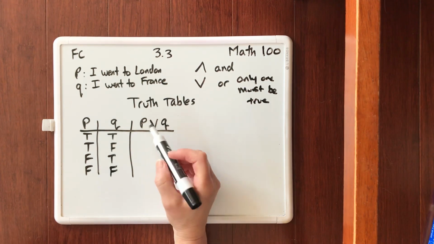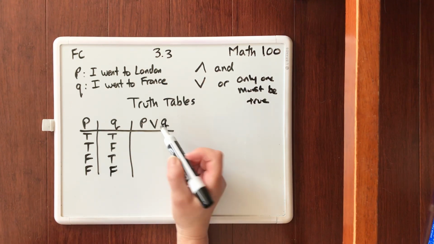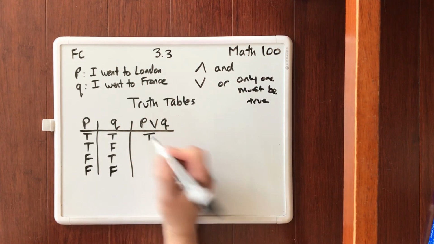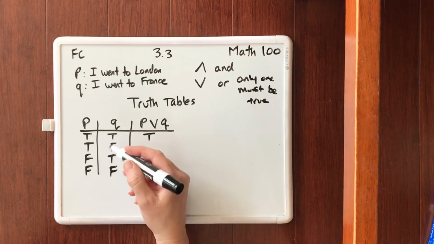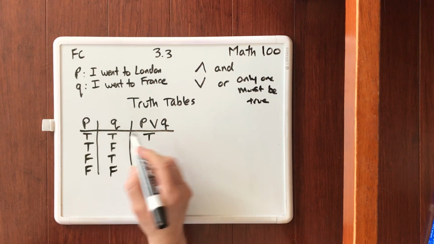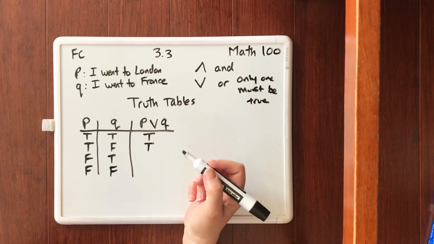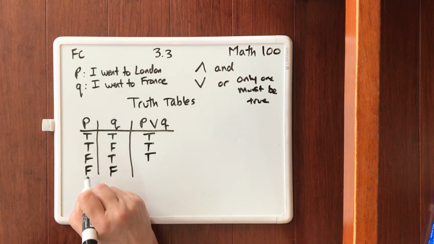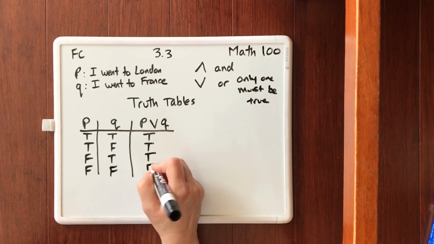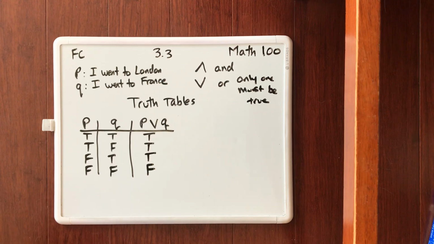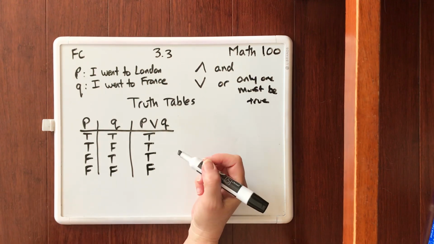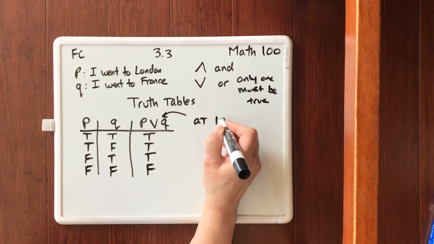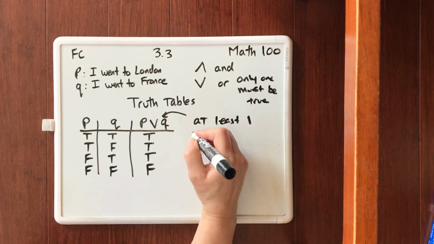Okay, so now we're going to answer the question P or Q, which means only one must be true. So here both of them are true, so that's going to be a true, because we only need one, but they happen to be both. Here we have a true, so P or Q is going to be true. Here we have a true, so P or Q is going to be true. Here there is no true, so it's going to be false. Okay, so at least one must be true.